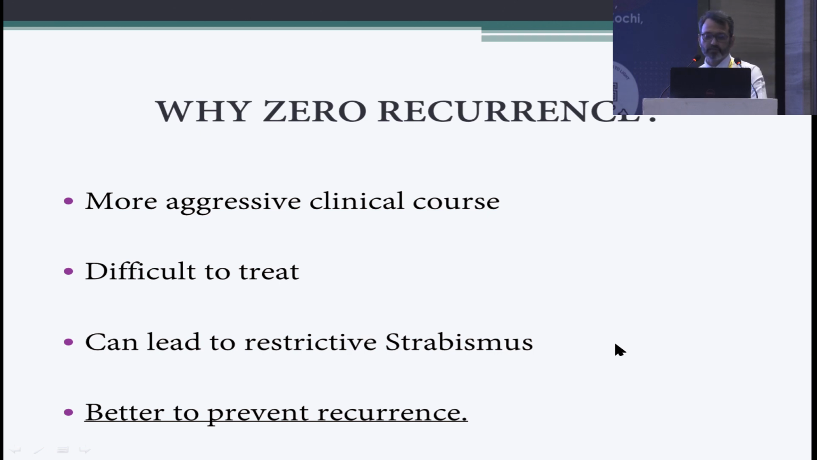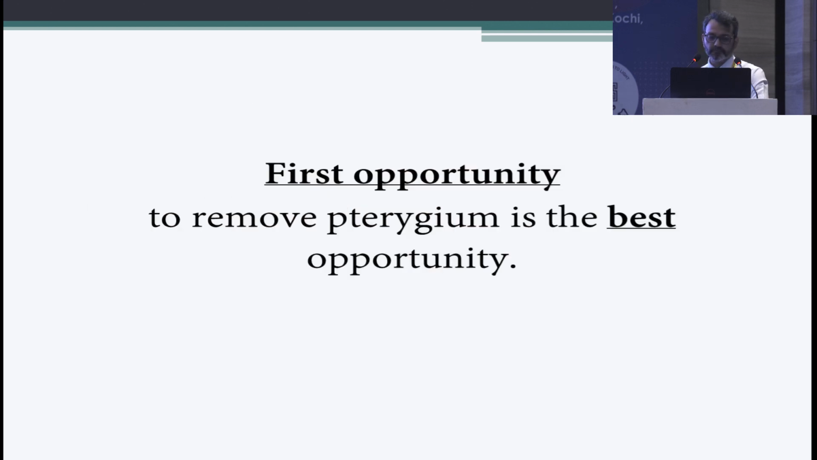Why do we need zero recurrence? Because any recurrent pterygia has a more aggressive clinical course, it damages more, and it is more difficult to treat than the primary pterygia. It can lead to restrictive strabismus also, and that is why it is always better to prevent the recurrence. The first opportunity to remove the pterygium is the best opportunity to avoid all these complications and frequent visits of the patient.